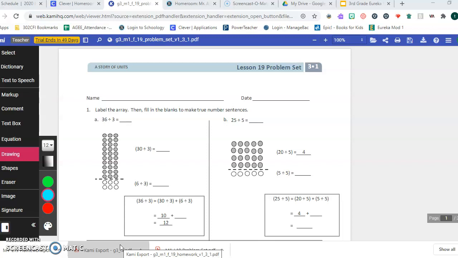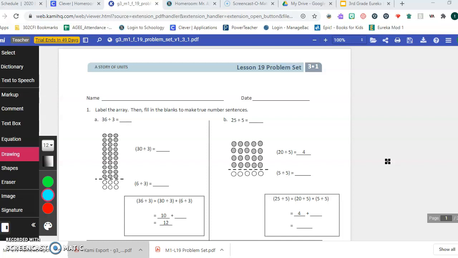For this lesson, you're going to need a pencil, and you are going to need your green workbook. We're going to be doing the Lesson 19 problem set, and I'd like for you to follow along with me and record in your green notebook the things that I'm recording as I go through this lesson. If you don't have your green workbook with you and a pencil, pause the video and get it now.